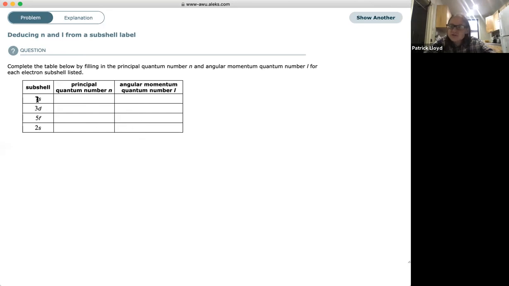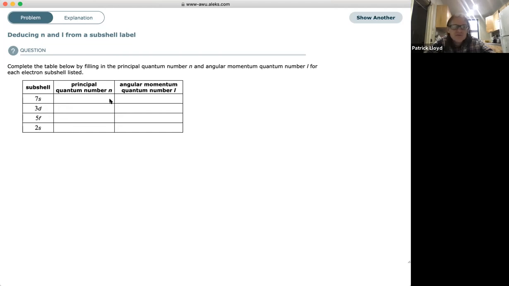This notation, subshell notation, gives you the value of N. So N would be 7. Here N would be 3. Here N would be 5. Here N would be 2. That's easy, right? Then you just use the notation SPDF: 0, 1, 2, 3.